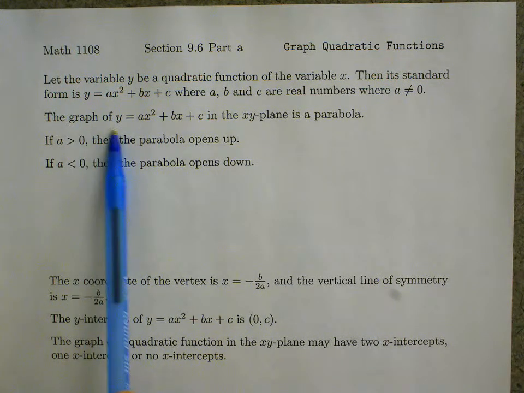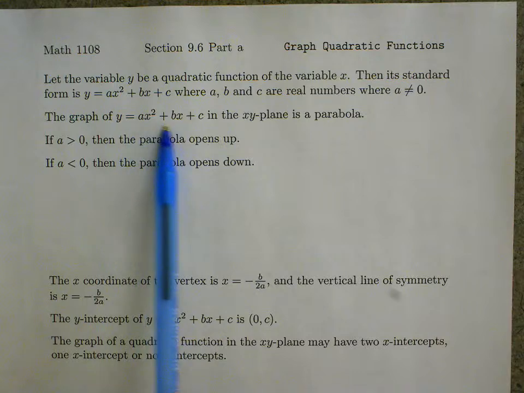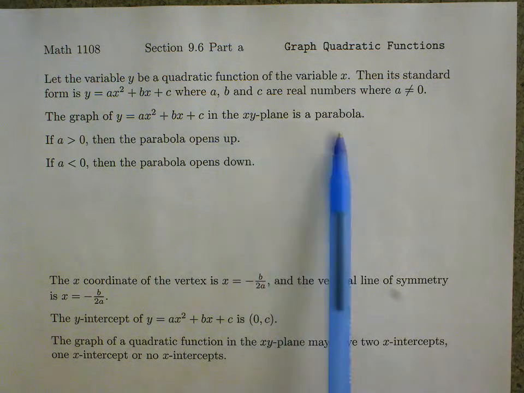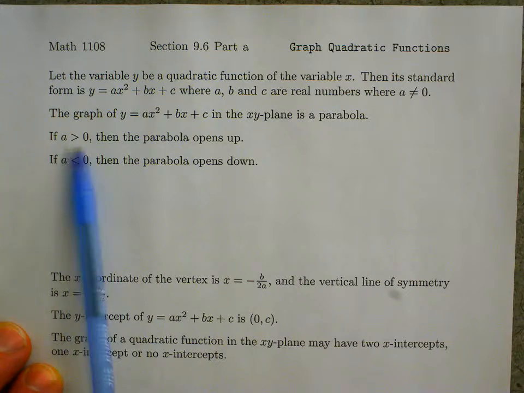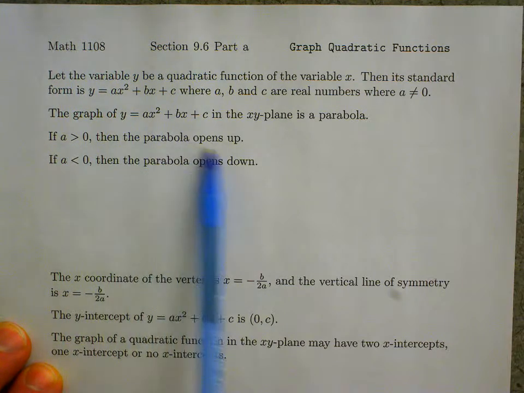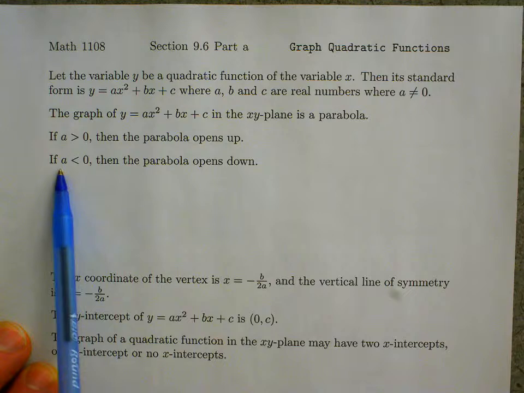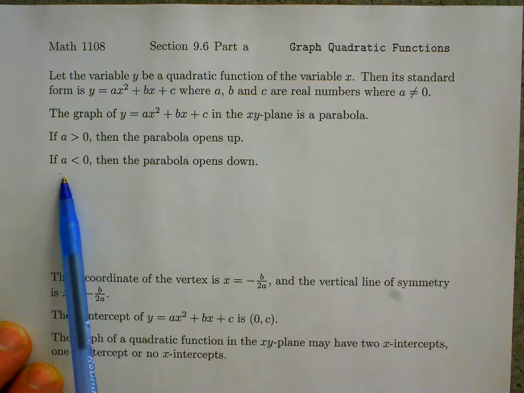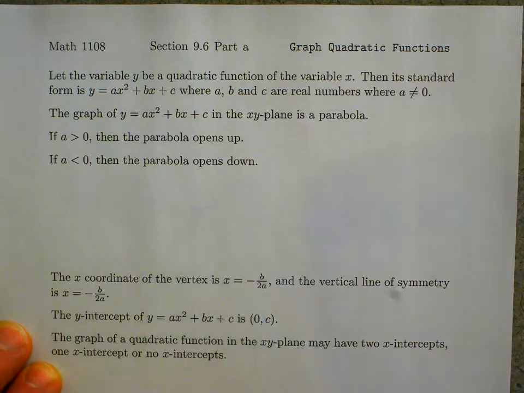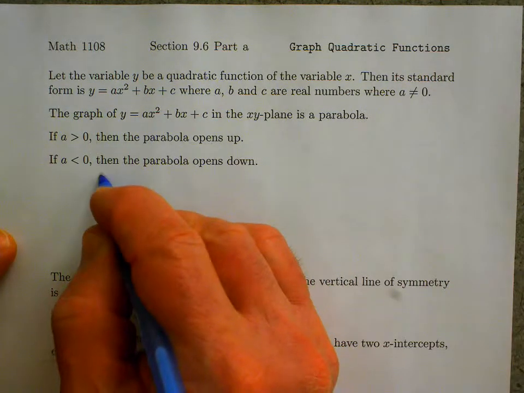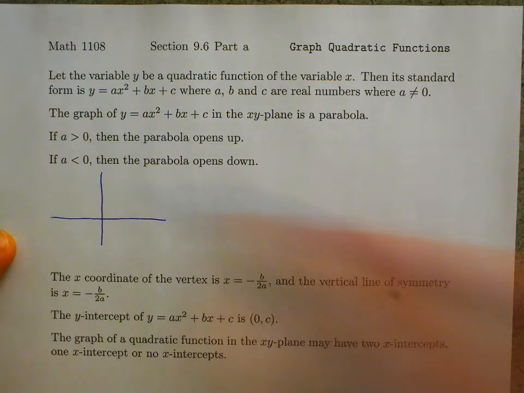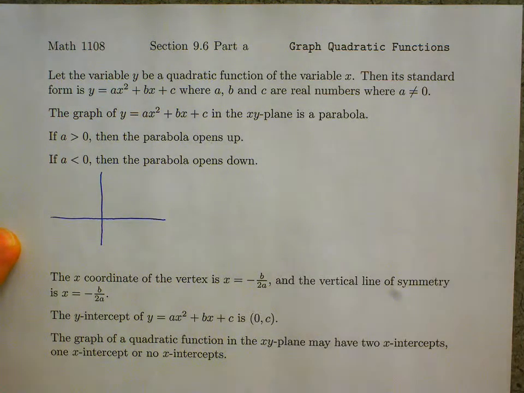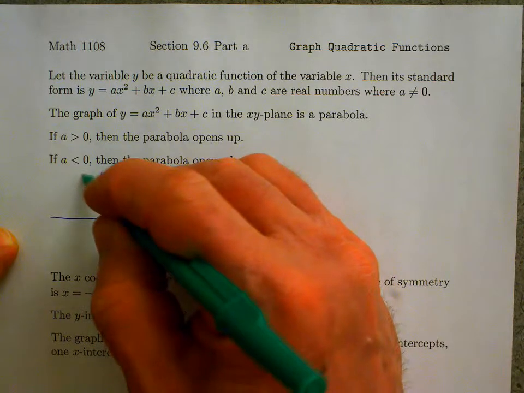The graph of y equals ax squared plus bx plus c in the xy plane is a parabola. If the leading coefficient a is positive, then the parabola opens up. And if the leading coefficient a is negative, then the parabola opens down. So in the xy plane, we could have a parabola that looks something like this.